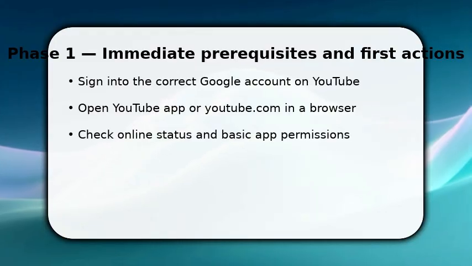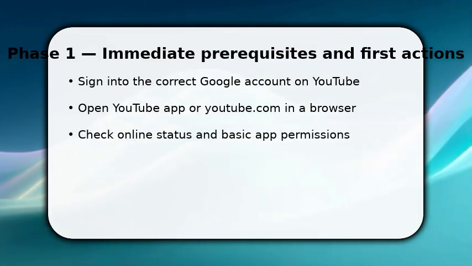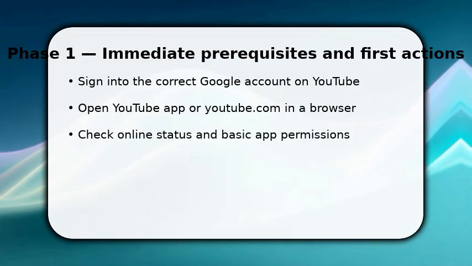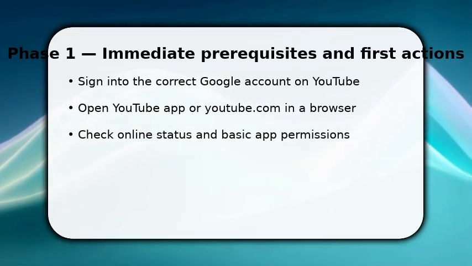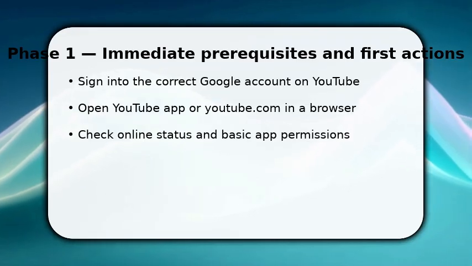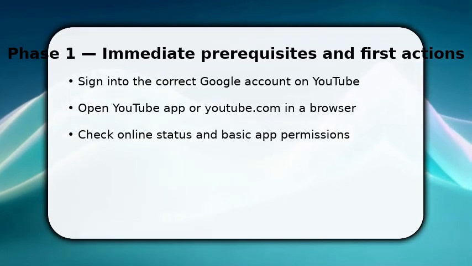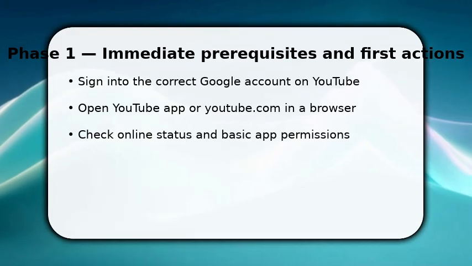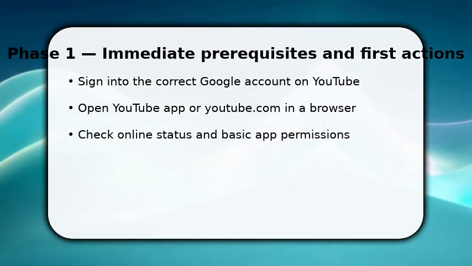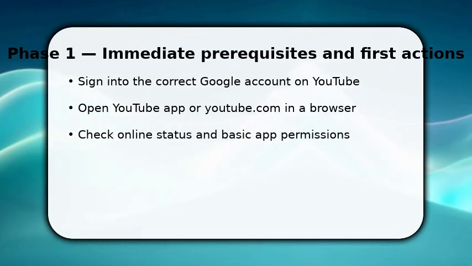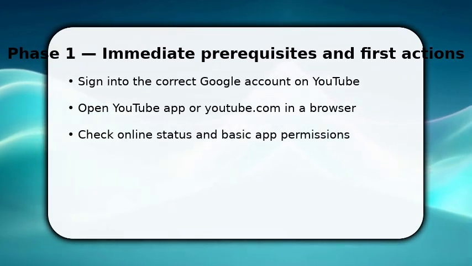You need to start with the right account, so sign into the Google profile you normally use. Once signed in, open the YouTube app or visit YouTube.com and make sure you're online. Next, go directly to your avatar, tap or click it to access settings. This sequence matters because search history is tied to account and device permissions. If you jump ahead without confirming account or connectivity, you'll miss the settings that actually control whether searches are recorded.